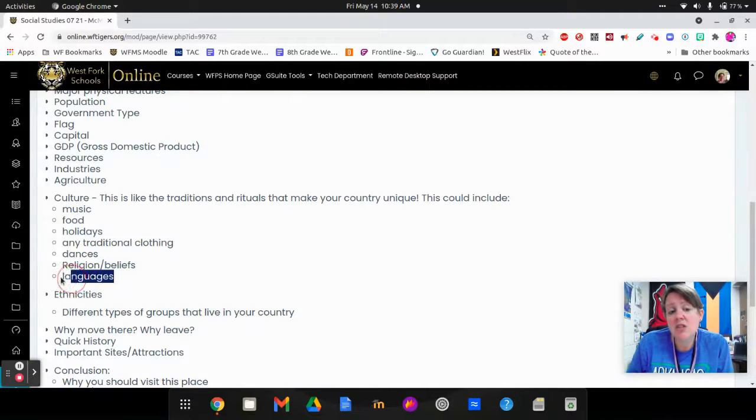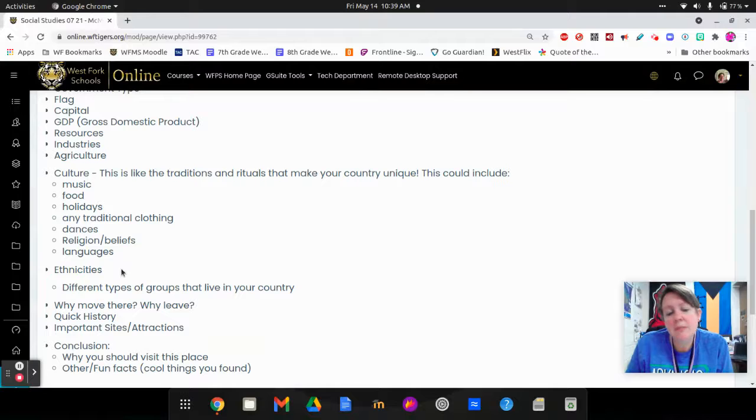Same thing with languages. If you go to China, you're not going to get just Chinese. There are actually two different types of Chinese, Mandarin and Cantonese, and it depends on where you are in China. But even within Mandarin, there are so many different dialects that it's like a different language. So when you do your research, make sure you research their national language and then what other languages are spoken. A lot of times they'll give percentages.